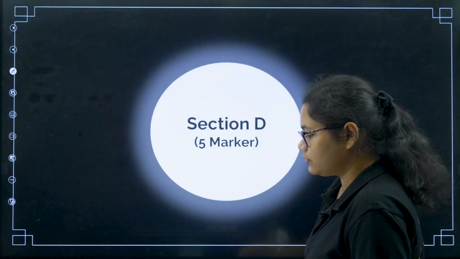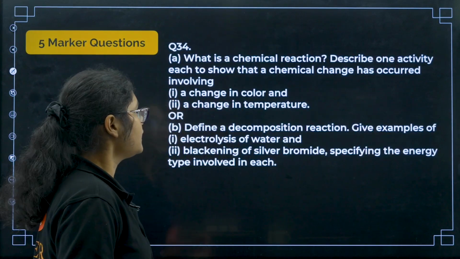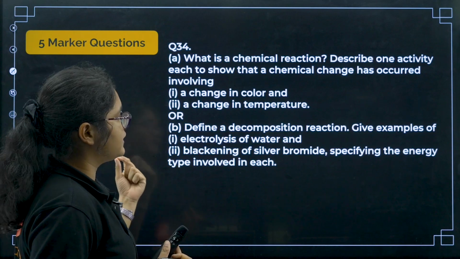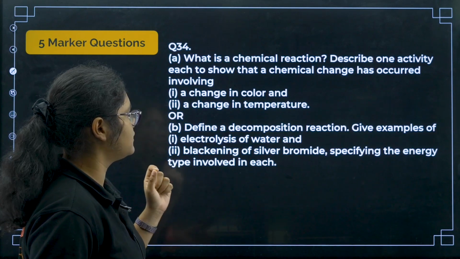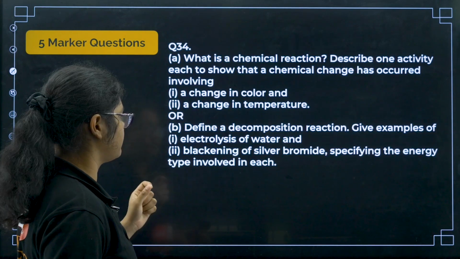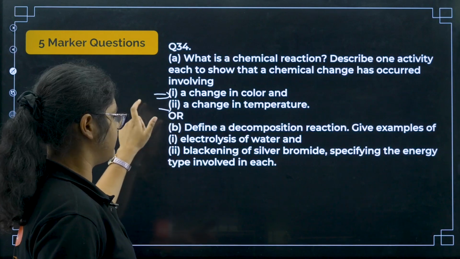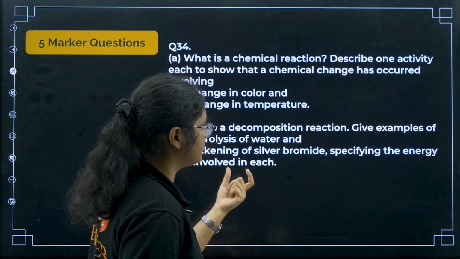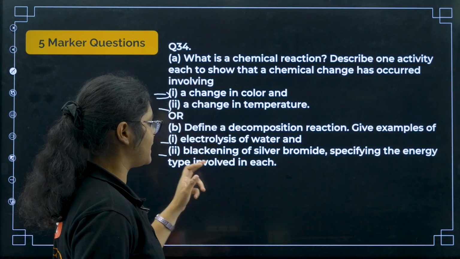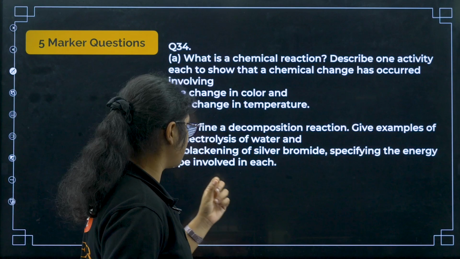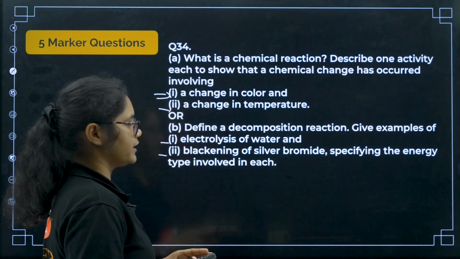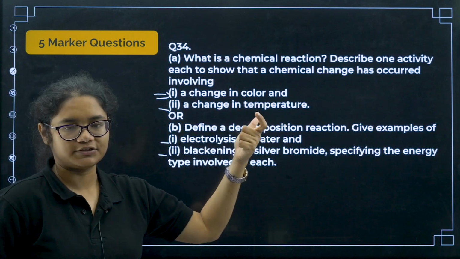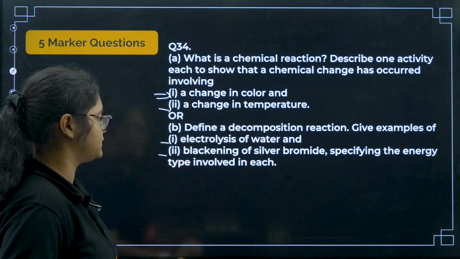Okay. Now coming to your 5-marker question, what is a chemical reaction? Very simple, where you find a chemical change. Describe one activity each to show that a chemical change has occurred involving a change in color, a change in temperature. Or define a decomposition reaction. Give examples of electrolysis of water and blackening of silver bromide, specifying the energy type involved in each case. Okay, very simple and easy question. So first of all, color change, you can write any reaction for color change, temperature change. So let us see the answer quickly.